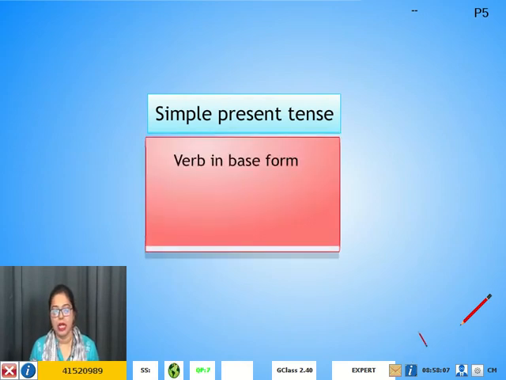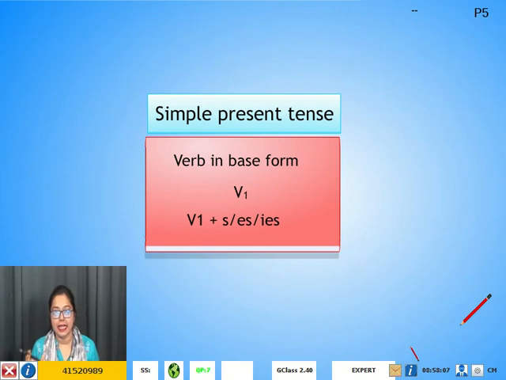So have a look. The point to be noted is that in simple present tense, the verb is always in the first form, which we can also say is the base form. Next, you see, base form means we call it V1.